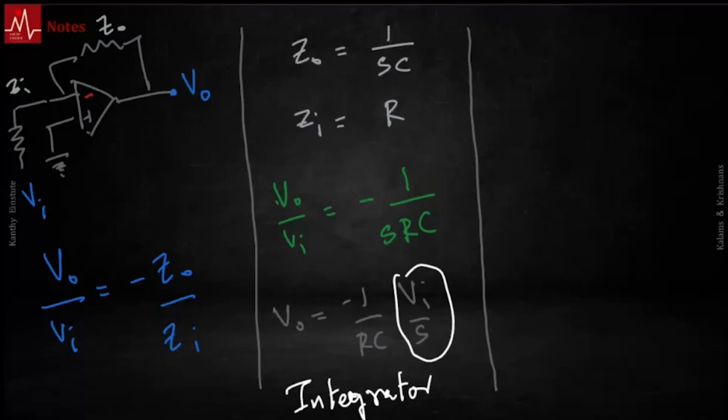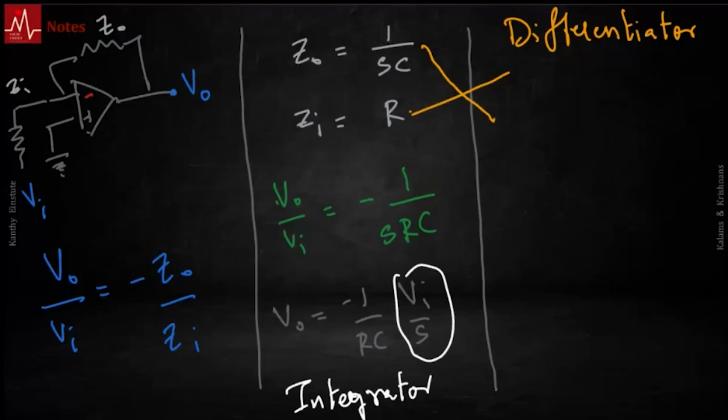If we have it the other way around, a differentiator, you do it the other way around. The capacitor goes to the input, and the resistor goes in the feedback loop. Notice, comparatively, if I write it this way, you can easily compare. You put a resistor in the feedback loop, and at the input, you have a capacitor.